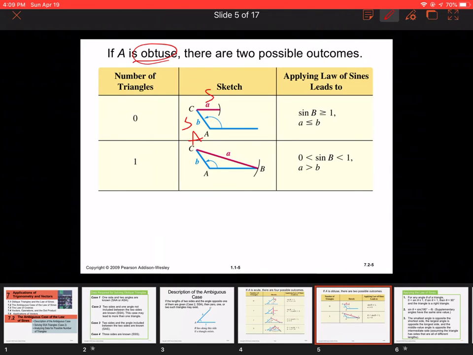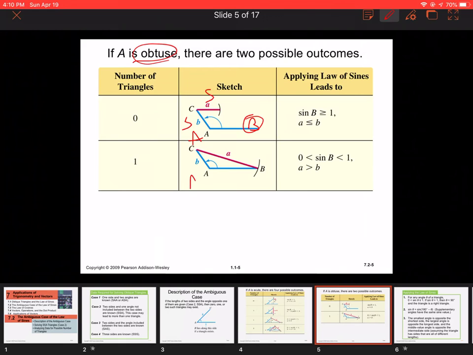And as a result, the length of A is not going to reach the other side, so that triangle is impossible. Or if you were to take the sine of angle B over here somewhere, it would actually end up being greater than 1. And we know again that sine has to be between the range of -1 and 1. And as a result, if it's greater than 1, it's not possible. That triangle cannot exist.